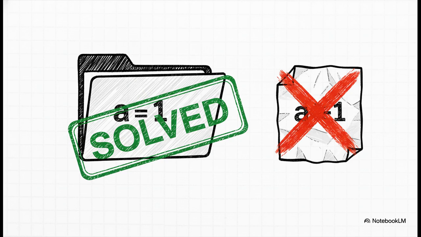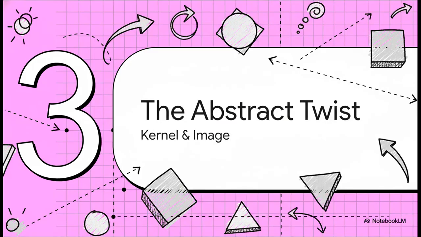Only one of our suspects is the real deal. It's only when A is equal to 1 that B is the inverse of A. And with that, Act 1 of our mystery is solved. But hold on. Our case isn't over yet.